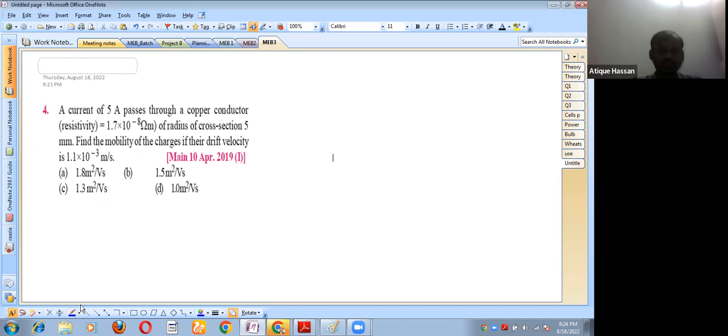So this is also the same type of question, where we have to find the mobility of the charges. So what is mobility? Mu is equal to Vd upon E, right? This is the mobility. In the question, the radius is given, the cross section. Okay. So Vd is not given, right? And the electric field is also not given.